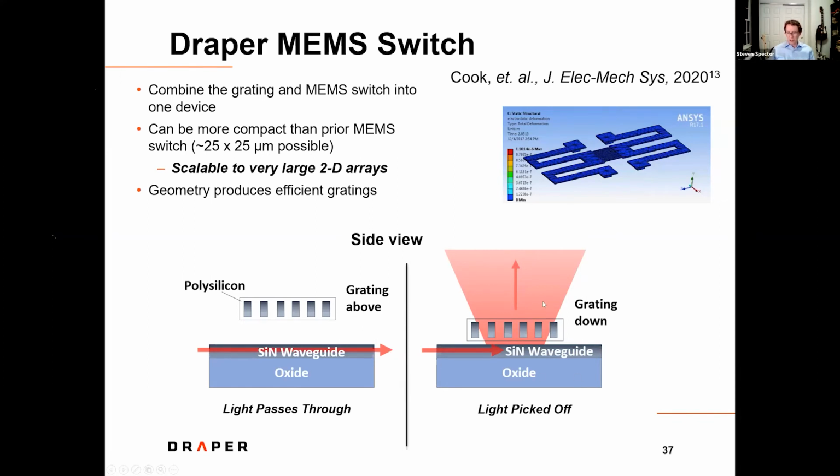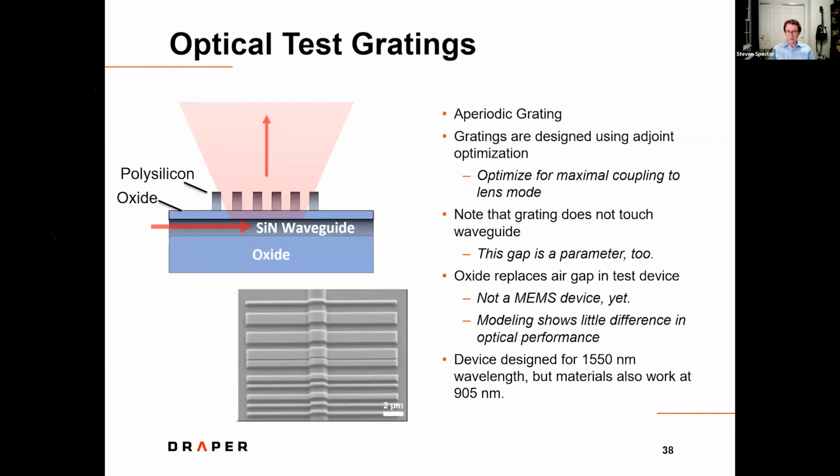When we turn the switch on, the grating comes down. It doesn't actually touch the waveguide. There are little dimples that control the gap very precisely. At that point, the light does interact with the grating evanescently, and it will emit light towards the lens. It turns out this geometry, with a grating above a waveguide with a gap, can produce very efficient gratings. So it's really ideal.